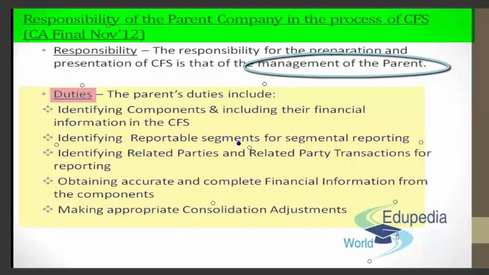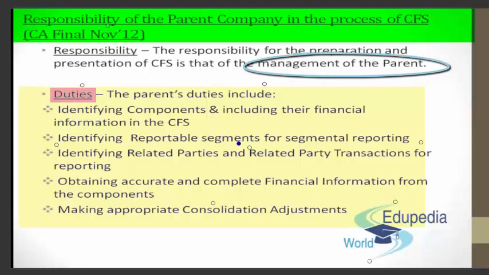Number 1, identifying the components and including their financial information in the CFS, identifying the reportable segments for segmental reporting, identifying the related parties and related party transactions for reporting, obtaining the accurate and complete financial information from the components, and finally making appropriate consolidation adjustments. So that was all about the responsibility of the parent company in the process of consolidated financial statements. This question was asked in CA final examination for November 2012, and I hope you guys got the complete clarity as to how to go about this question wherever it comes in your examination as well.